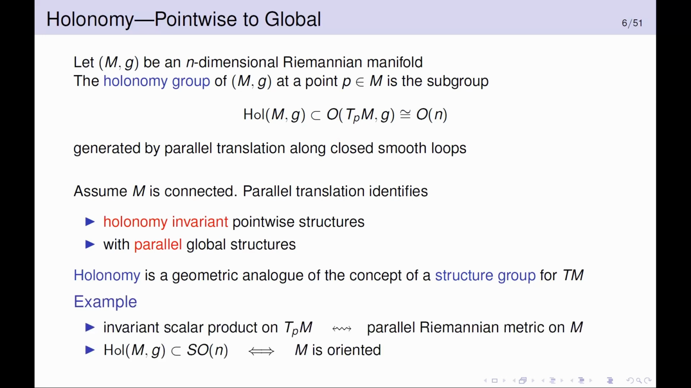Okay. So things that I can define at one point P would include the scalar product. I said that's invariant under the Levi-Civita connection, so that is everywhere. Or from a more global point of view, if the holonomy group is inside SO(n), then it preserves an orientation at one point, and therefore we have a global orientation on the manifold. So that's the point-wise to global aspect of holonomy. Any questions up to this point?